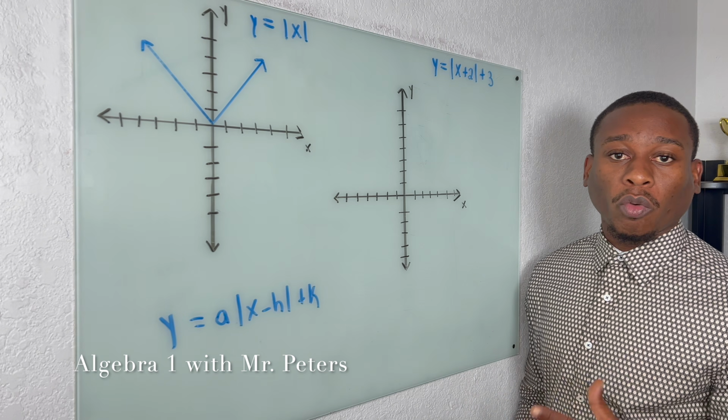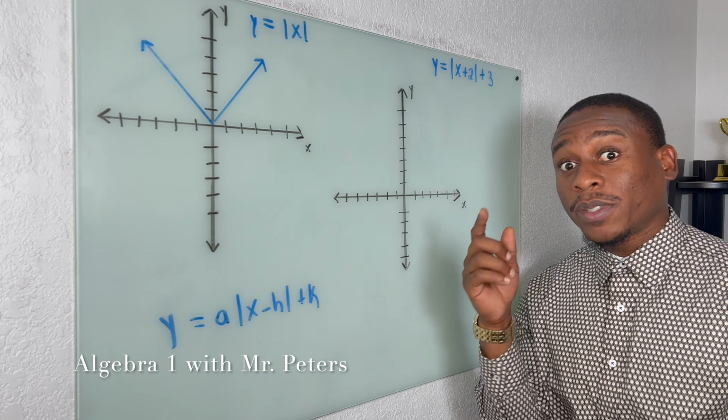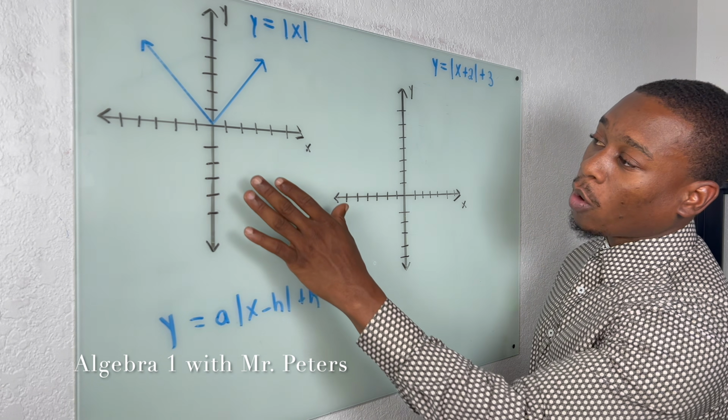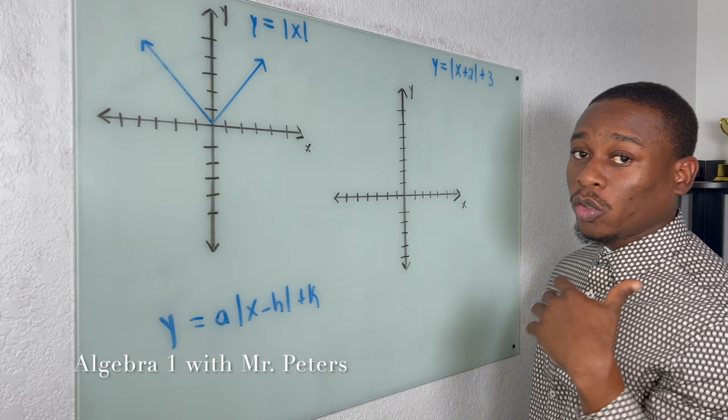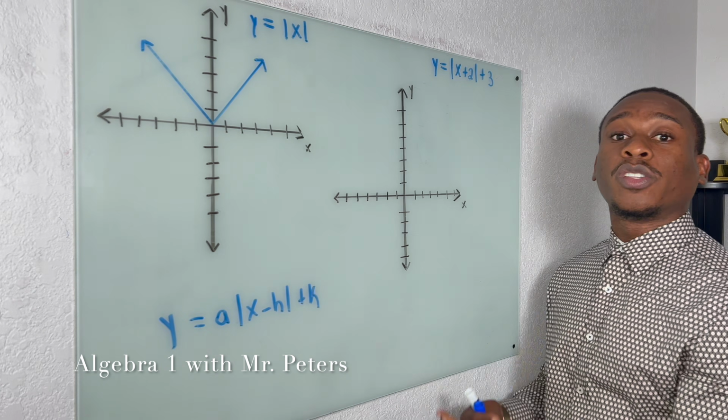So we start off with our original parent graph, y is equal to the absolute value of x. You'll sometimes see f of x instead of y, but it's the same thing. And what we need to know is that when we graph, our x and y values are going to be the same. So we'd have 1, 1, 2, 2, 3, 3, and so forth.